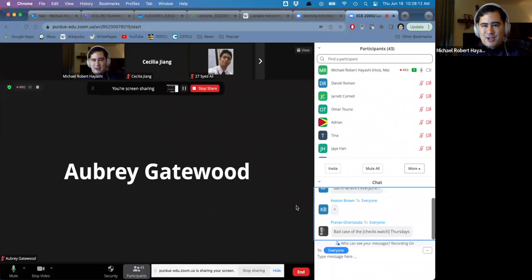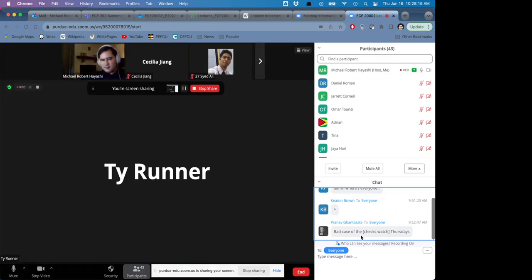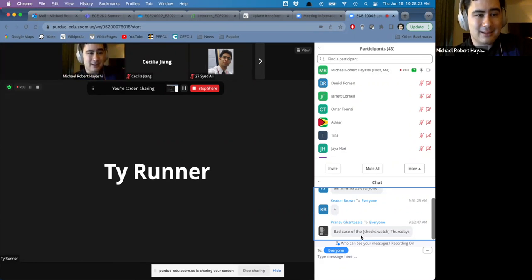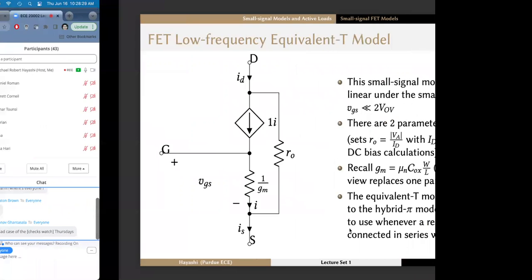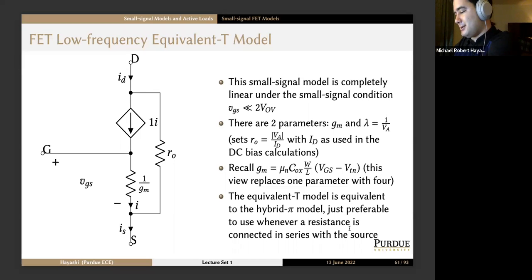Do we have any questions? I'm just assuming that voltage gain is the same for the T model and the pi model. Yes, you will calculate. Okay. If you were to use it, you would get the same result. Okay. Any other questions?